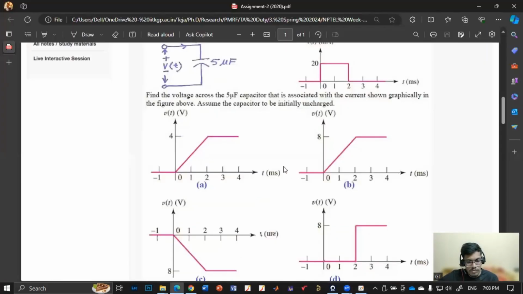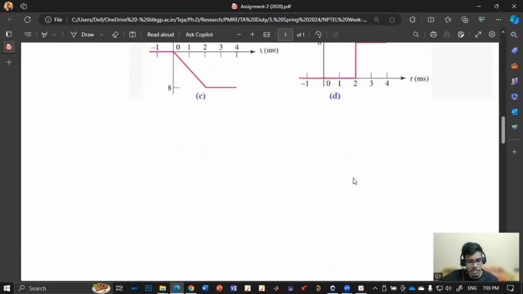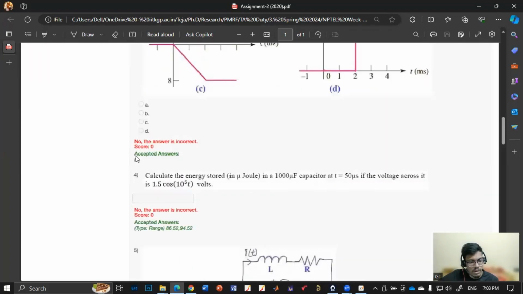Out of these four graphs, which is the correct answer? Option B. Let's check. Yes, option B is the correct answer.